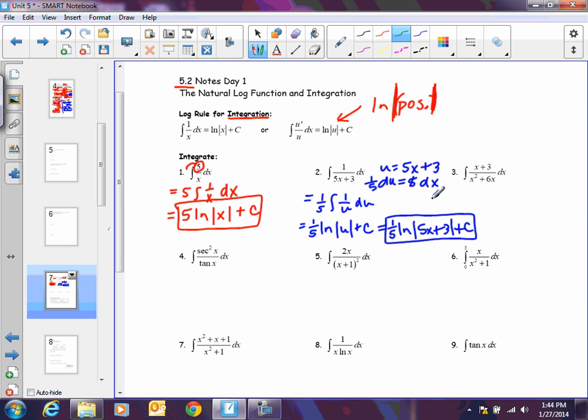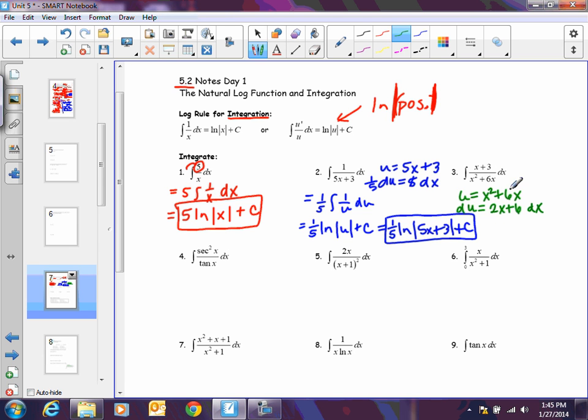All right, I'm going to switch from color to color because these are probably too close together. Probably should have allowed for more room here. Sorry about that. So looking at 3 and kind of following the pattern without thinking too far ahead, what do you think u should equal? The denominator, x squared plus 6x. So then du would be 2x plus 6 dx.